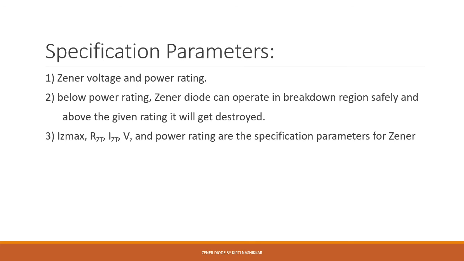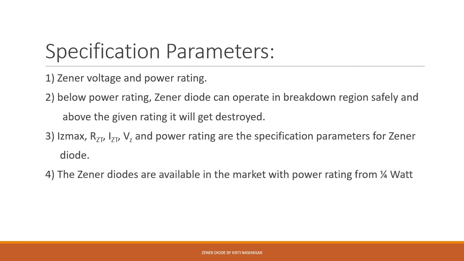IZ max is the maximum Zener current, RZT is the test Zener resistance, IZT is the test Zener current, VZ is the breakdown Zener voltage, and the power rating is equal to the product of voltage and current. Zener diodes are available in the market with power ratings from 1 by 4 watt to more than 60 watts.